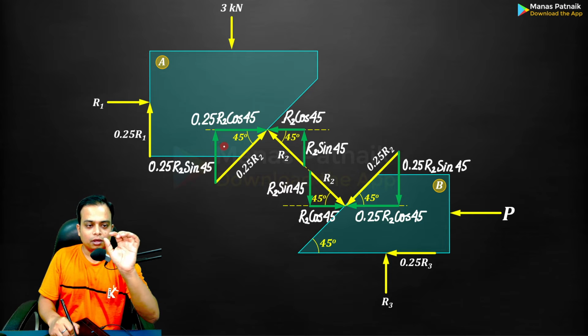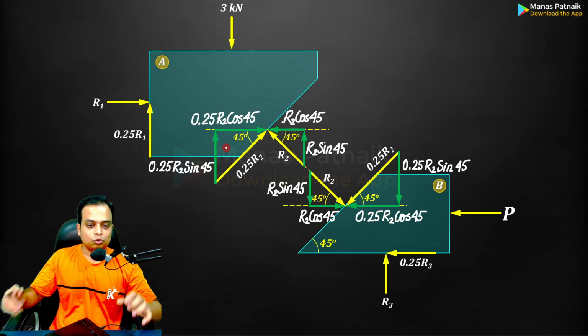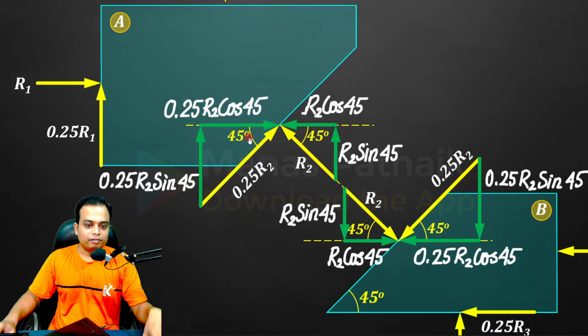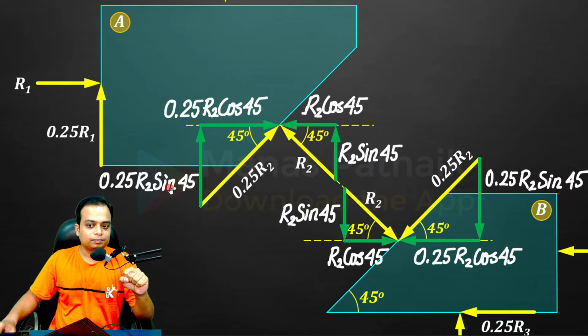So this way, just think about all of them. Pause the video right now, pinch on the screen, you will be able to zoom in, and then you can yourself work out all of these components. Right, this is 45 degree. The side in front will have a sine component, so 0.25 R2 sine 45.